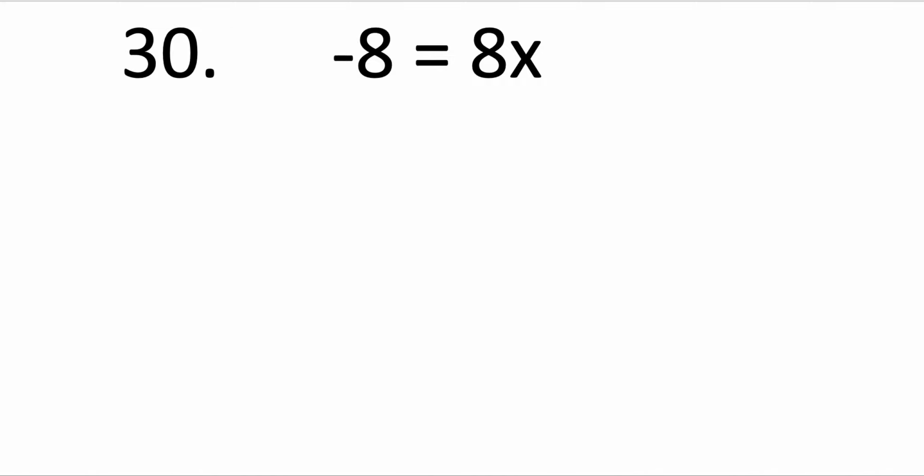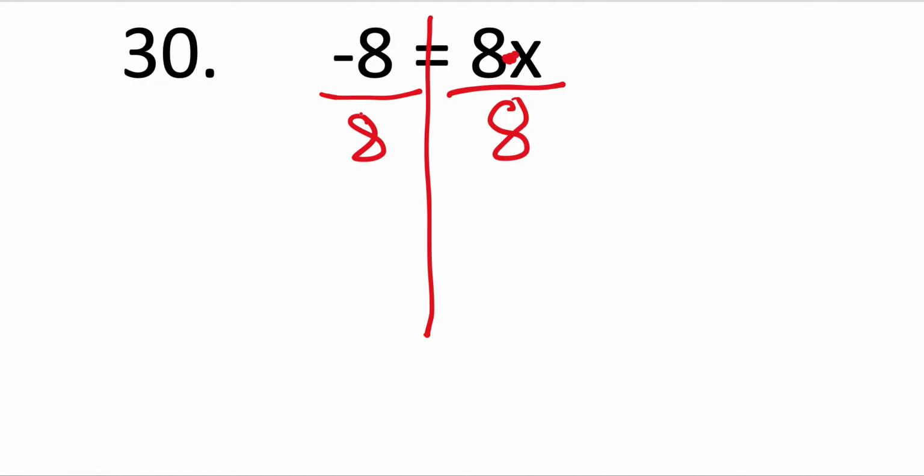Last example I'm going to go over, number 30. First step, equal sign. Find my letter. The number that's on the side of the letter would be 8, which needs to go to the other side. Remember, when a number and a letter are connected like that, it is implied they're being multiplied. So the opposite of multiplication is division. What I do to one side of the equal sign, I have to do to the other side of the equal sign. So I'm going to continue to simplify here.